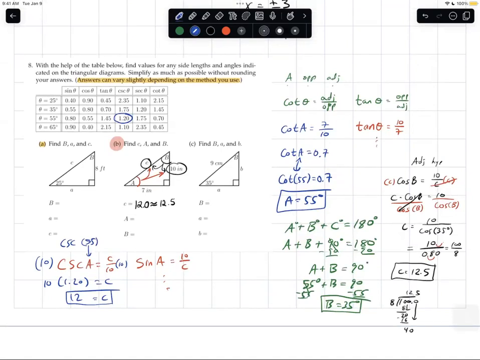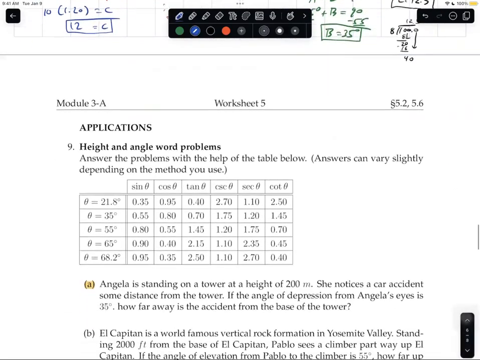Does anybody have any questions, just since we've been going in this direction with number 9? Does anybody want to see a part of number 9?